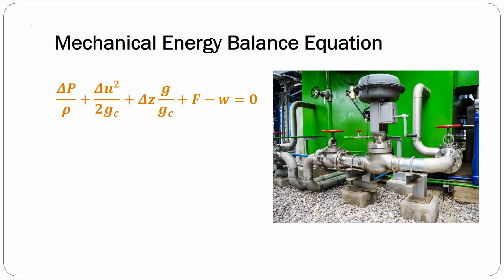This mechanical energy balance equation can do a lot of things. In this piping system, for example, it can calculate parameters such as velocity at any point in the system, or if you want to measure the pressure at any point along the piping system, or calculate the power requirement of a certain pump. Here is what it looks like. We have a pressure term, which is basically the energy inherent to the fluid. Of course we have the kinetic energy term, delta U squared over 2gc.